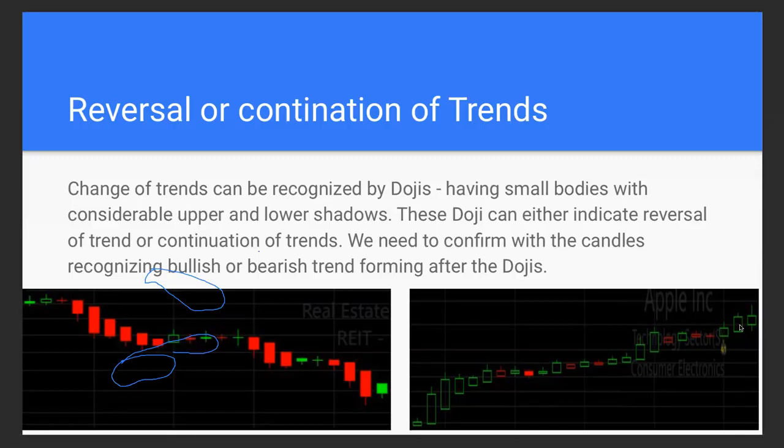Okay. So any questions so far? Folks, any questions so far? Yeah, I have a question. Yeah. Regarding the wicks or shadows, the long upper wick generally signifies that there's a high amount of selling pressure, right?